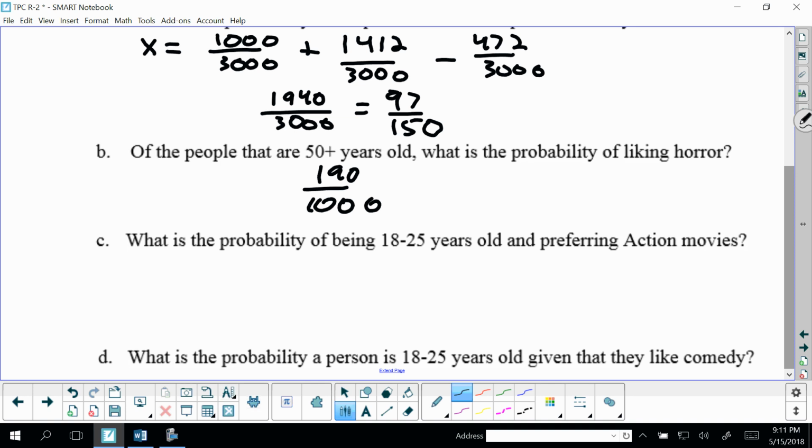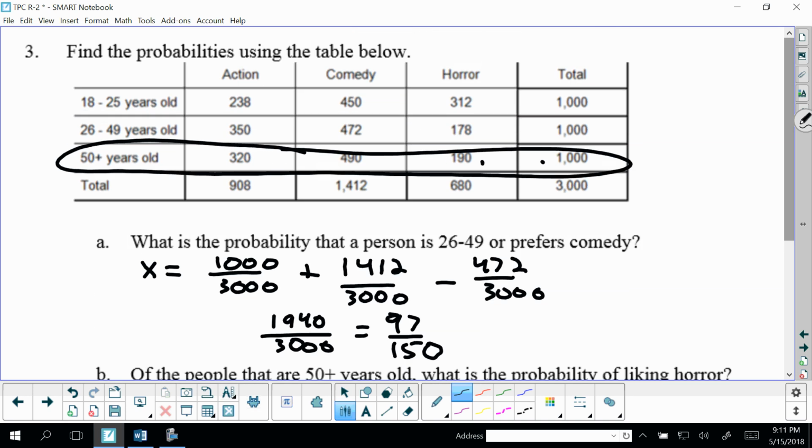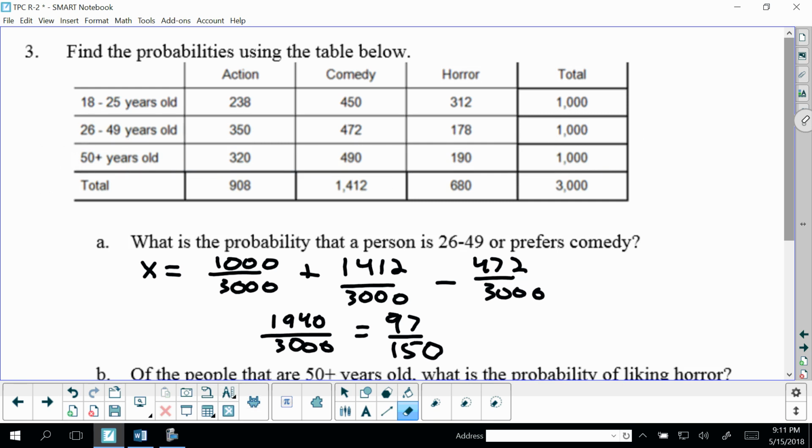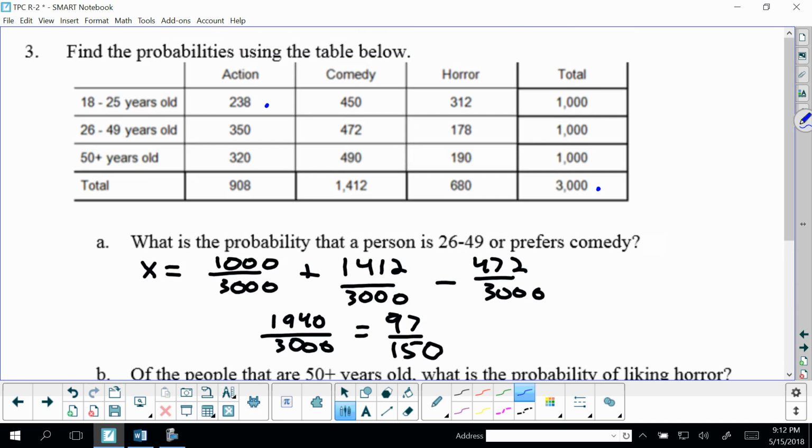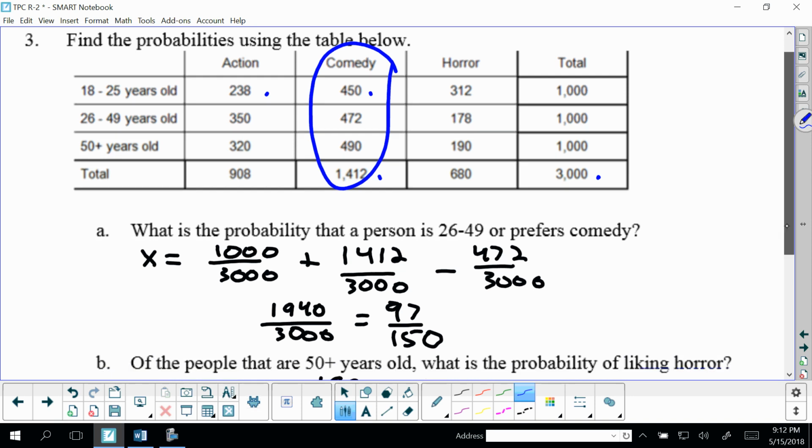What is the probability of being 18 to 25 and preferring action movies? So we want 18 to 25 where it crisscrosses with action. So 18 to 25 and action crisscross there out of our total. So 238 over 3,000. And the last one, given that someone likes comedy, so you should only be looking at the comedy section. We want to know probability of 18 to 25, so 450 out of your total of 1412.